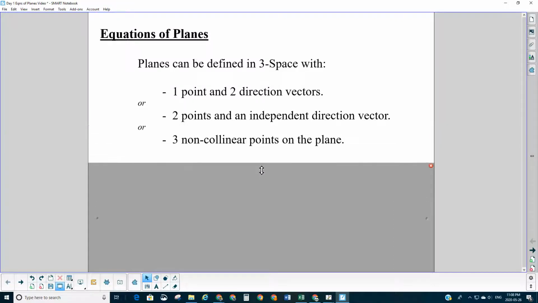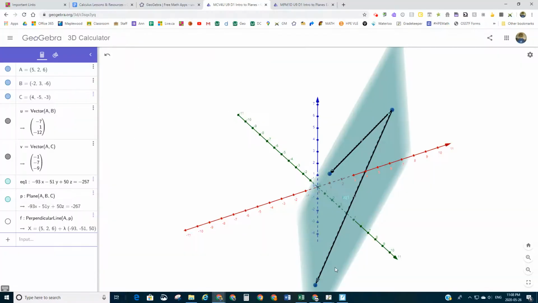Or you could just start with three non-collinear points, meaning they're not in a straight line. If they're in a straight line, it can't define a plane. You need 3 points that are not in a straight line in order to find a plane. And actually, this is how I started. If you look here, you see you've got points A, B, and C, and I connected those points to get one of the vectors, connected two other points to get another vector, and that was enough to define the plane.